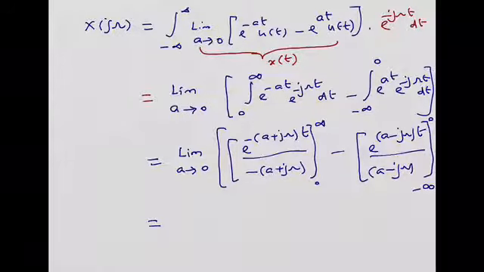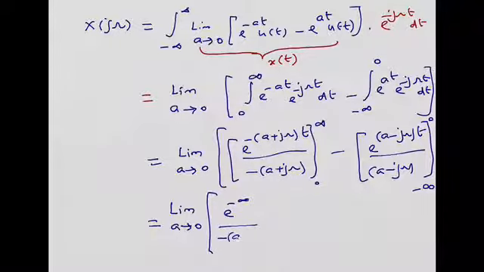These two are the results, along with the limiting condition, limit a tends to 0. Now you have to substitute the upper limit in the place of t and subtract the lower limit for each term. So this will become e power minus infinity divided by minus of a plus j omega is the first term, upon substitution of the upper limit.